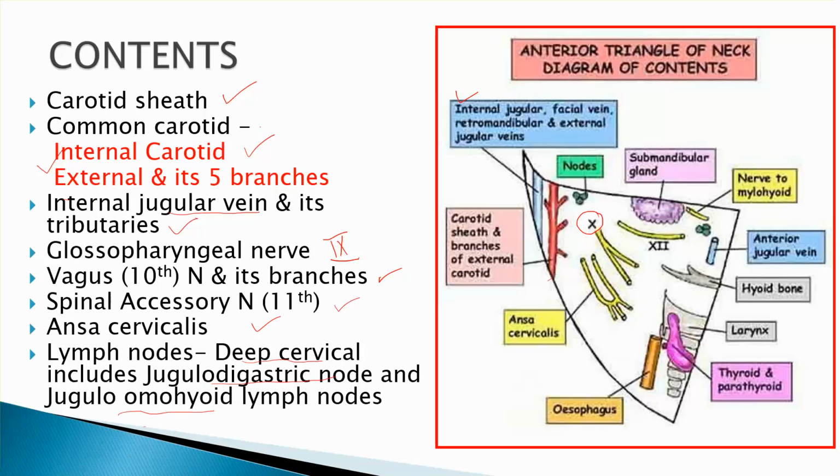As for the dissection hall, maybe we can only see these 3 structures. We can look for the common carotid dividing into internal and external carotid. Then look for the internal jugular vein, and in between them we can see the vagus nerve. So these three structures can be clearly seen. Try to have a look into it.